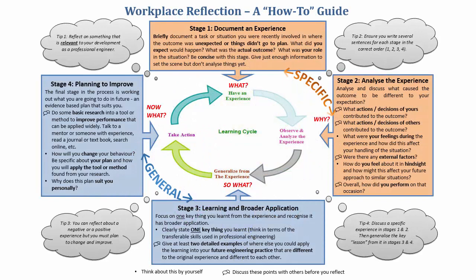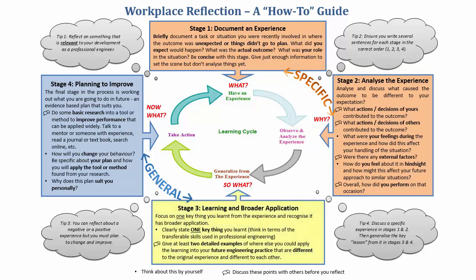So far we've talked about stage 1 and stage 2 in the cycle. And if you think about it, here we've been talking about a specific experience that you've had, and we've documented what that experience is, and we've analysed that experience, or we've reflected on it. And what we'll do now is talk about stages 3 and 4. And stages 3 and 4 are about taking what you've learnt from a specific experience and trying to generalise that out so that you can apply it more broadly and plan to improve generally.